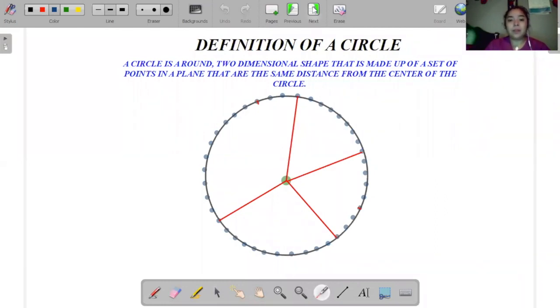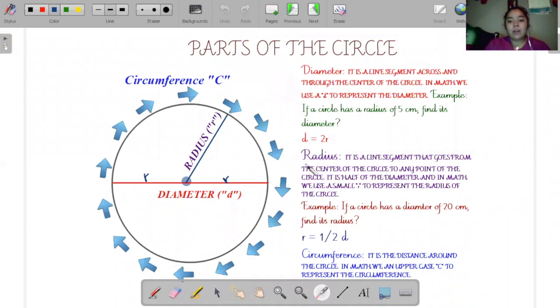Okay, so now that we know the definition of a circle, let's look into three basic parts of the circle. First we have the radius. The radius is a line segment that goes from the center of the circle to any point on the circle. So this blue line that we have here represents the radius. And we use a small r to represent the radius. Also, the radius is half of the diameter.